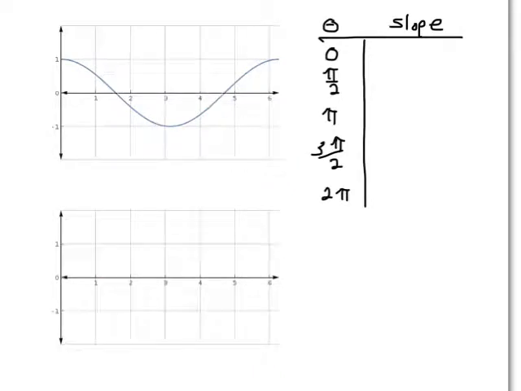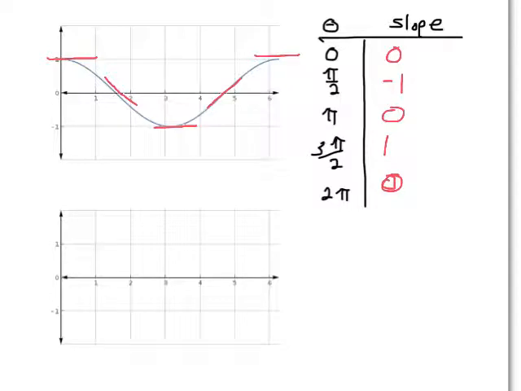So now we're going to do the same thing starting with the cosine curve, and we're going to look at the same locations and look at the slope of the tangent line. So if I start when x is 0, I have a horizontal line, my slope is 0. When x is pi over 2, I have a slope of negative 1. And at pi, I'm at 0 again. At 3 pi over 2, I'm at positive 1. And at 2 pi, my slope is 0 once again.